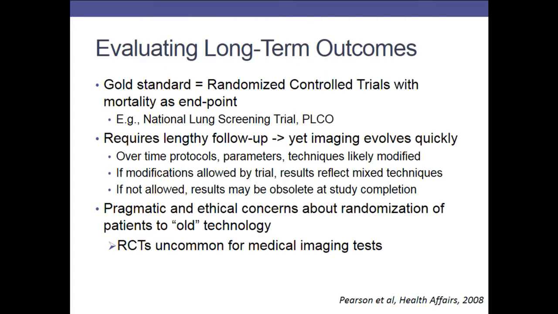One of the challenges of conducting these trials is that if you're going to use mortality as an endpoint, you need really long follow-up periods. And this is a little bit at odds with imaging because imaging is a field that evolves quickly. And so over the course of your trial, what can happen is protocols, parameters, and techniques can be modified. And then you're a little bit caught between a rock and a hard place because if you allow for modifications to your techniques during the trial, then at the end your results reflect a mixture of techniques. But if you don't allow it, then at the end your results could potentially be obsolete when the study is completed because it's reflecting an older version of your technology.